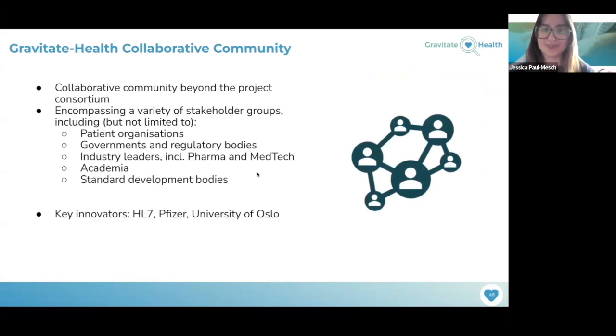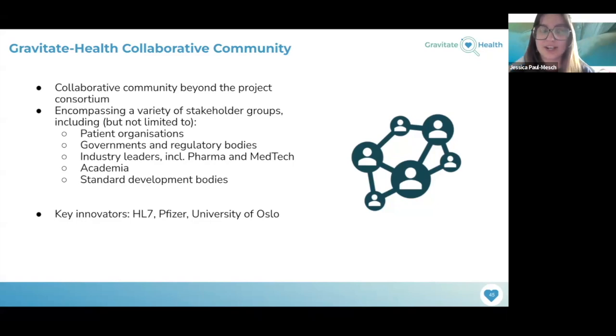Another example of a very concrete output that we as a project have produced is also the collaborative community. So people like you who are here today, so not just the consortium that has been working hard together to create these outputs, but also the connections themselves are an output that we as a consortium are immensely proud of. And that extends well beyond the scope of our project and well beyond the borders of Europe, so to say. And it encompasses a variety of stakeholder groups such as patient organizations, governments and regulatory bodies, industry leaders, including pharma and medtech, academia and standard development bodies.